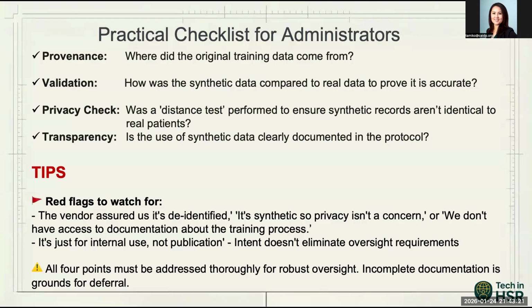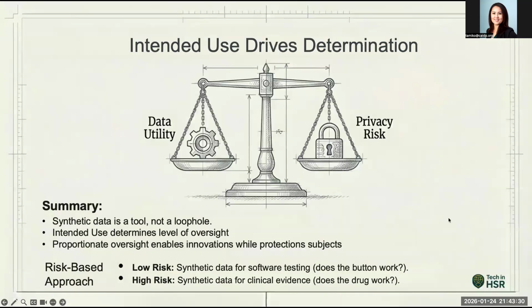Scientific integrity relies on transparency, and that means you have to ask about these things, which brings me to the core message of this talk. Bringing it all together, the intended use drives determination. So think of it as a balancing scale. On one side, you've got data utility, and on the other side, you've got privacy risk. The question isn't, is it synthetic or real or fake? The question we have to be asking is, what are we using this synthetic data for and what's at stake? We need a risk-based approach to oversight.